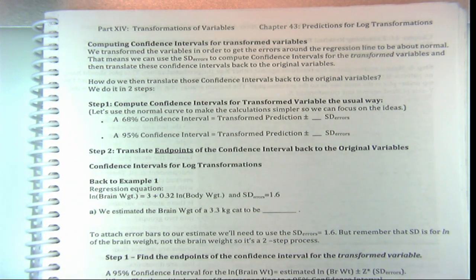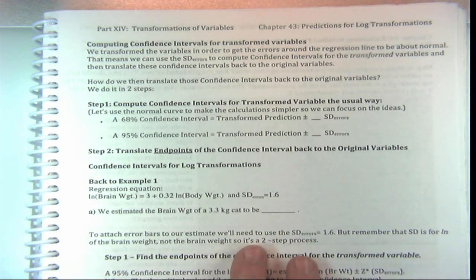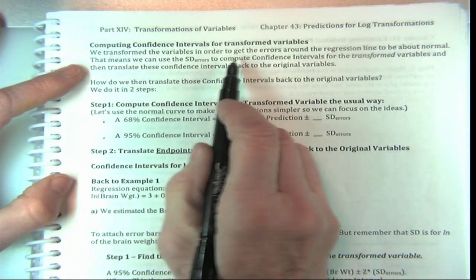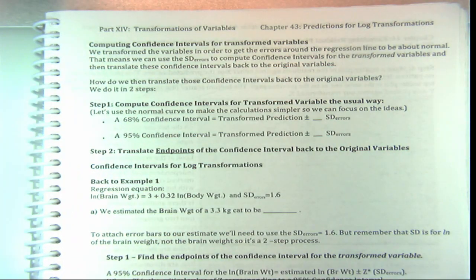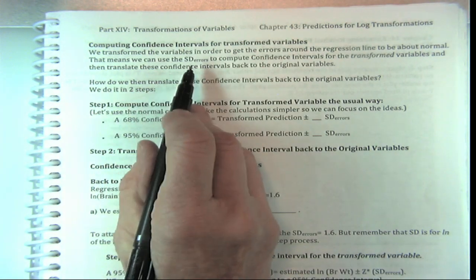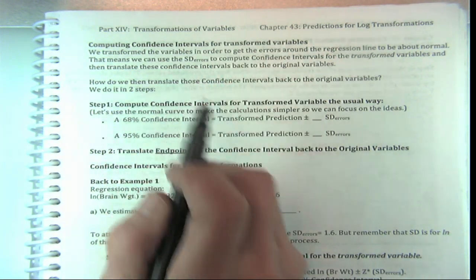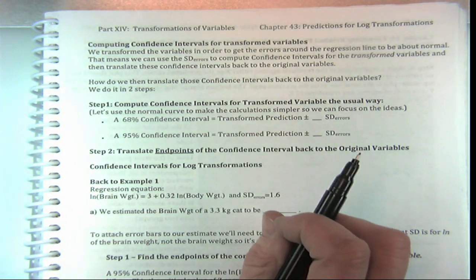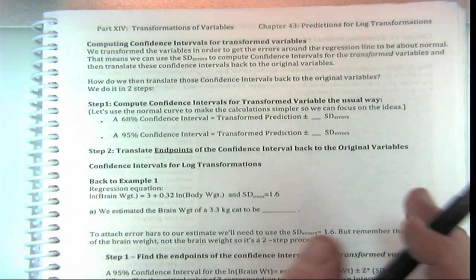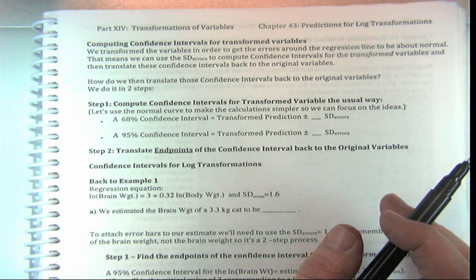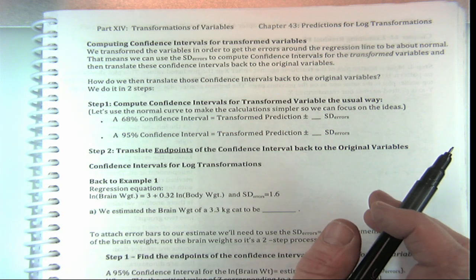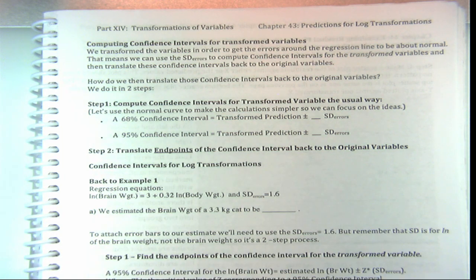All right. So now what are we doing here? We transform the variables to get the errors to be more normal, and that means that the standard deviation of the errors we use to compute confidence intervals has to be used for the transformed variables. Okay? So how are we going to get confidence intervals? That's the question.